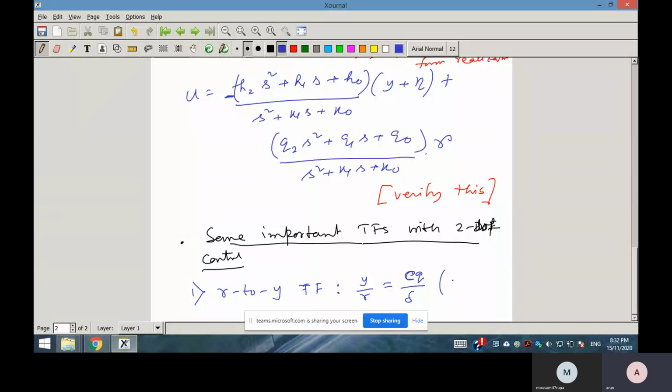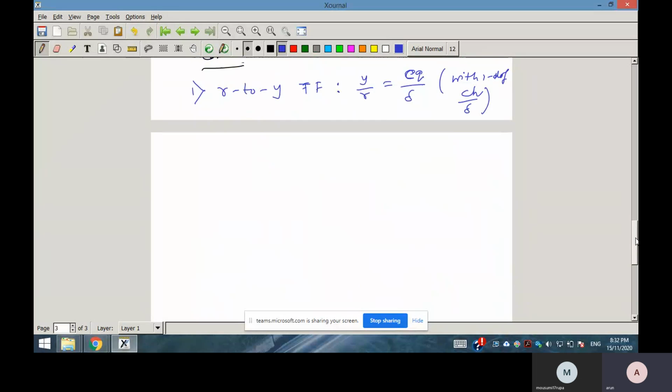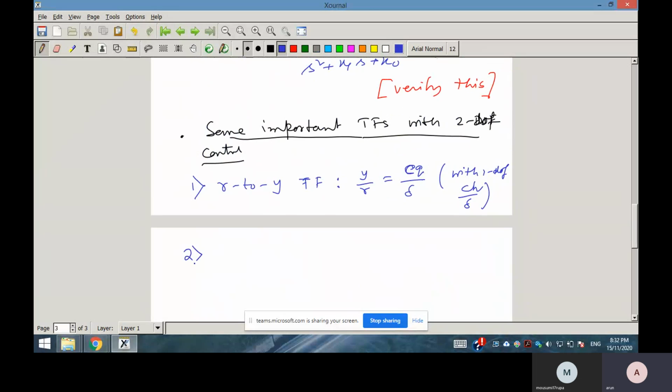As in the last class, in bracket I am writing with 1 DOF. With 1 DOF, what we have got? It is CH by delta. Delta is AK plus CH. Now just the difference we want to see.